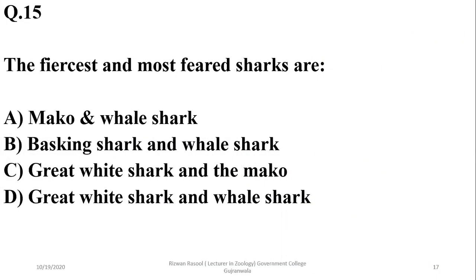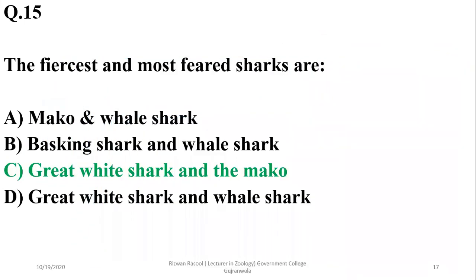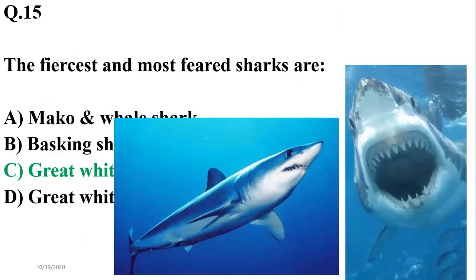Number 15, the fiercest and most feared sharks. The fiercest and most feared sharks are the great white shark and the mackerel shark. Whale shark is not the fiercest one. So the right option over here is Charlie. As you can see on the right, great white shark and the other is mackerel. So the right option over here is Charlie.